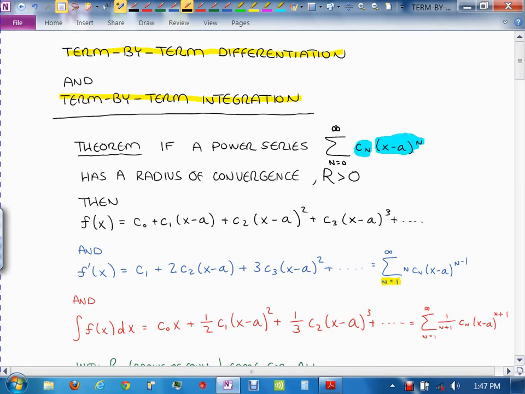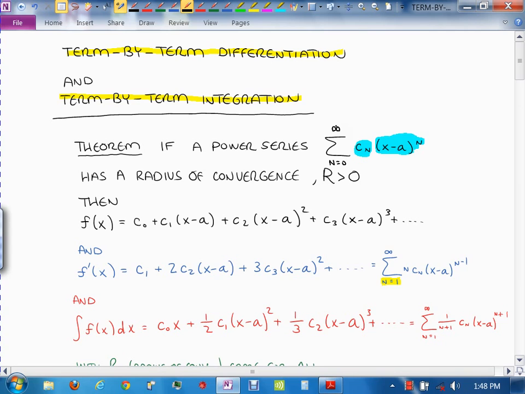So if you have a power series and it has a radius of convergence, which is some number that's bigger than 0, so it does converge somewhere is what that's saying. On some interval it converges. Then the following are true.